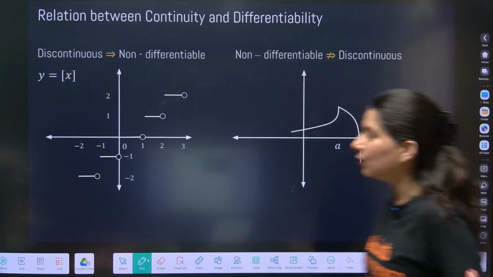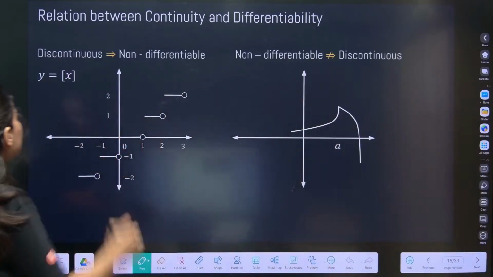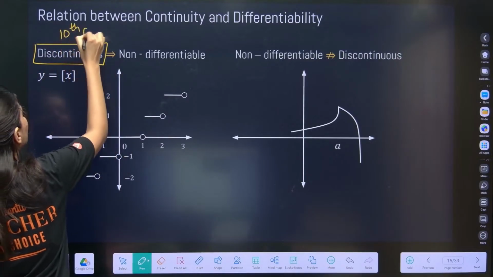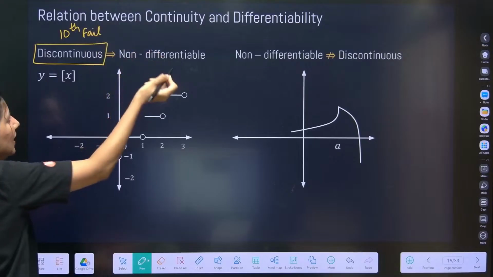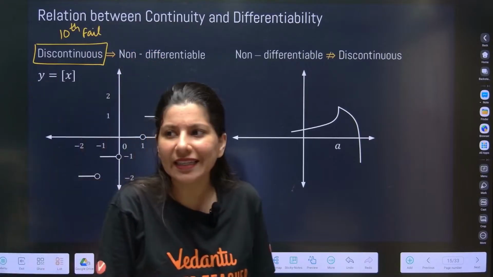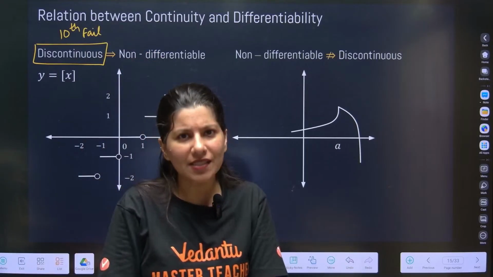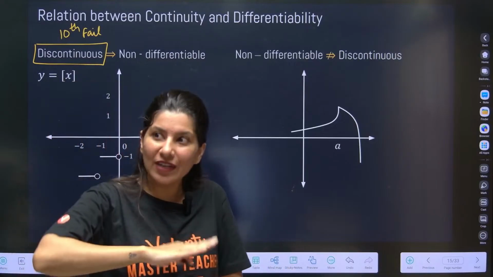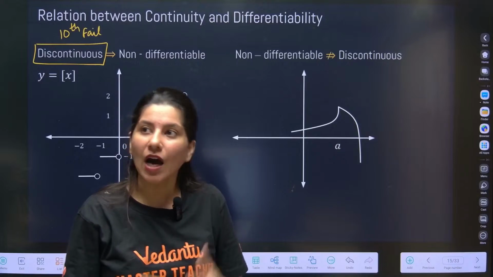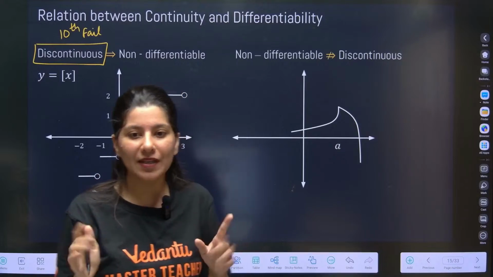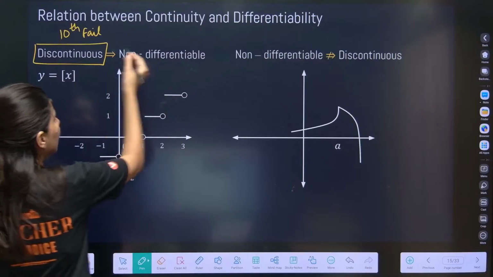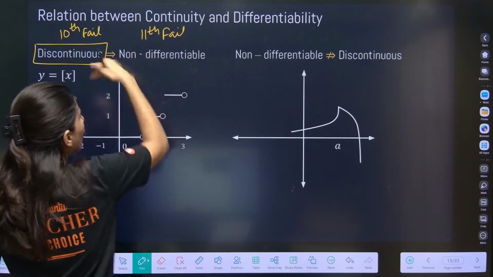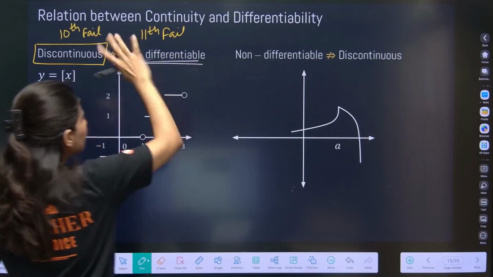Now, if a function is discontinuous, that means the function is 10th fail. If the function is 10th fail, that automatically gives me that 11th is not pass. If a function is 10th fail, it will not get promoted to 11th. How can you say 11th pass? You can't say 11th pass. It will be 11th fail only. So right now the current state is non-differentiable.